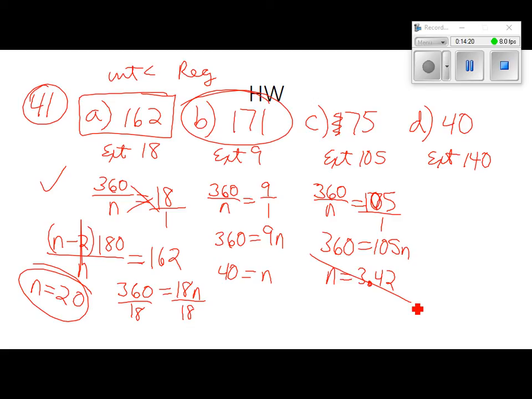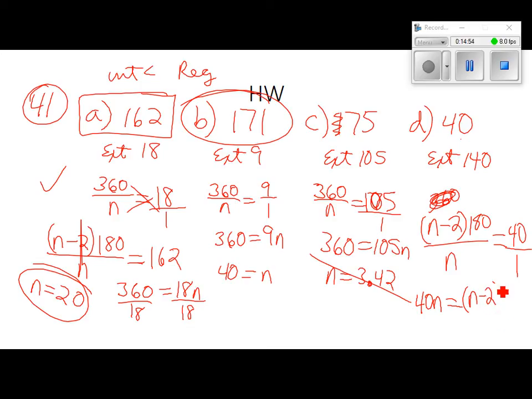Let's try this one. 360. I'll tell you what, let's even try this one out the long way. Let's do n minus 2 times 180 divided by n. That should equal each interior angle, which is 40. Could we do the same thing here and put a 1 underneath that? What's 40 times n give you? 40n equals 1 times all this mess, n minus 2 times 180.